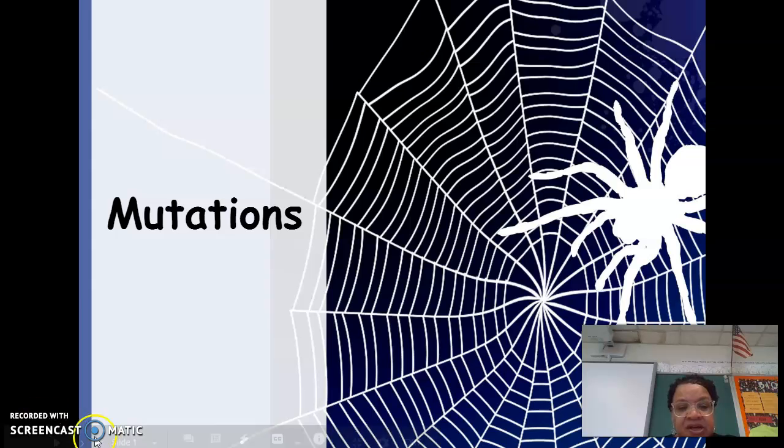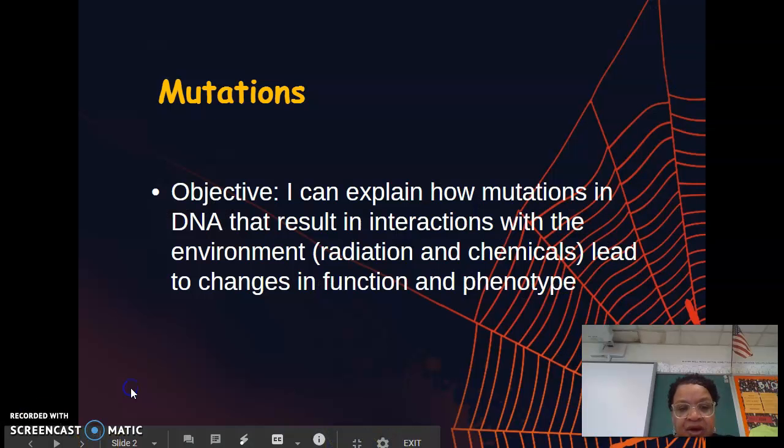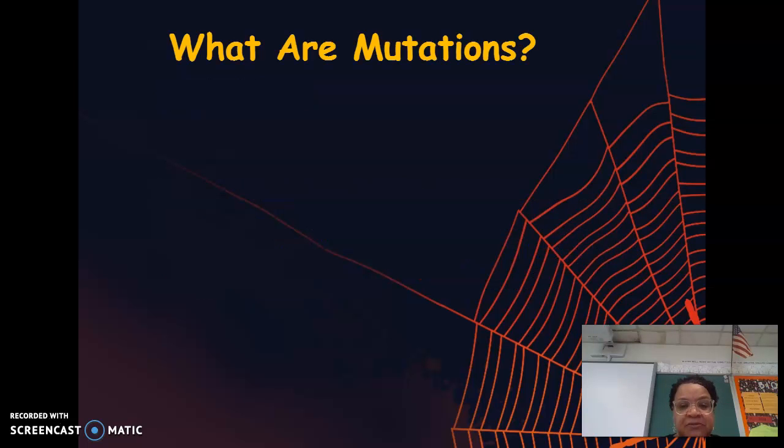Okay, so today we're going to talk about mutations. Your objective is to be able to explain how mutations in DNA that result in interactions with the environment lead to changes in function and phenotype. Phenotype is a physical characteristic that you actually see. For example, you can actually see freckles, brown hair, brown eyes. Those are characteristics that you can physically see. A long tail on a dog, a short tail on a dog. All of those are phenotype.